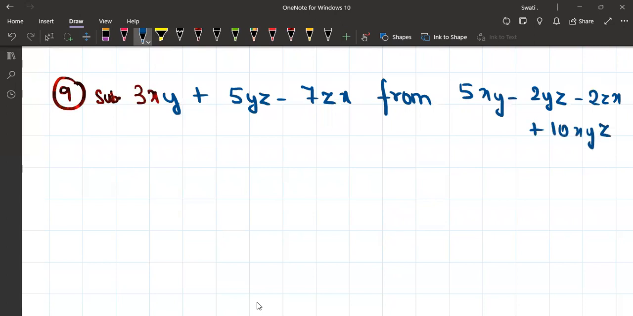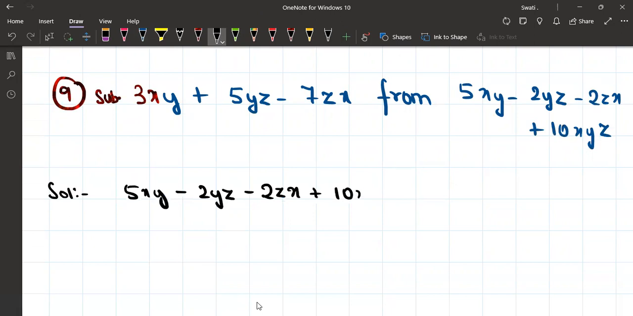We need to subtract this. So I'm going to solve this. Whatever expression we have written after from, I'm going to write down that inside the bracket. So even if you don't write down this inside the bracket, it's not a problem, because there is no negative sign before this, right? So minus 2zx plus 10xyz.